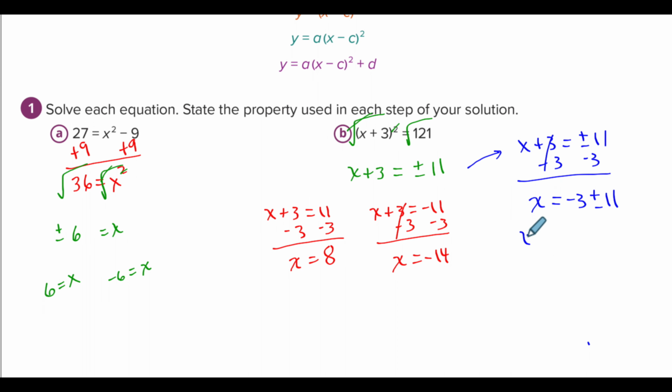And at this point, I can kind of do it in my head. x equals -3 plus 11. Oh, that's 8, right? We should be able to do that in our head. And x equals -3 minus 11. That's -14. We don't care how you do it. Just do it one of the ways, but show what you're doing so that we can follow your logic. And that's A and B.